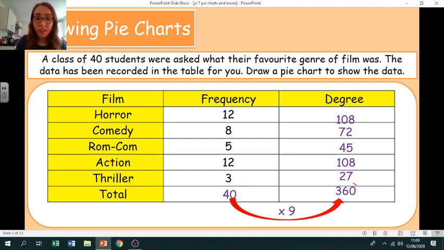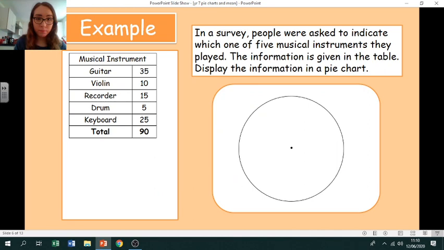Okay, so then once you've got those angles, you could then use a protractor to draw it. Okay, but at the moment we're going to focus on working out those angles. So remember, we looked at the total frequency and saw how many times that goes into 360 and then times every frequency by that. Okay, so just another one to have a look at.